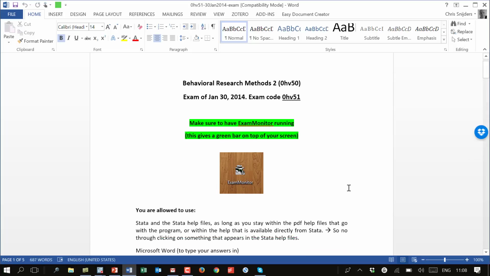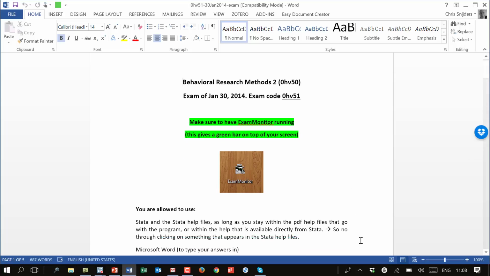Okay, let's first go through what it looks like as you will see it. You get a Word file with all the assignments in there. In the beginning, this is one from 2014, so yours will be slightly different because we now have a different first page that is standard across all exams, I think, so it may look a little bit different visually, but the messages are just the same.